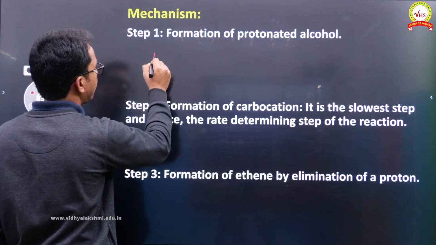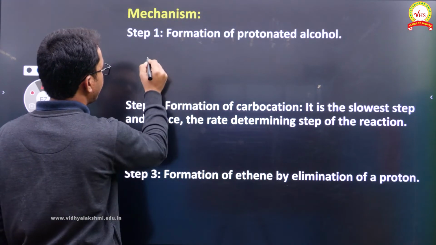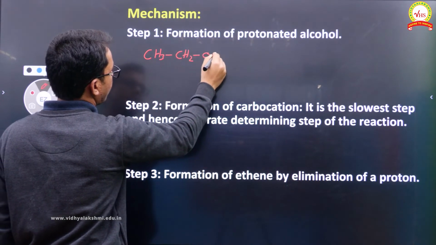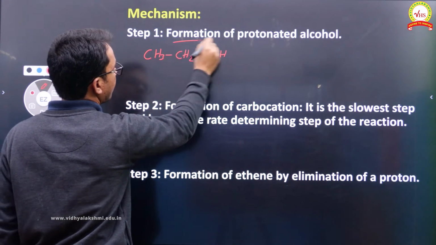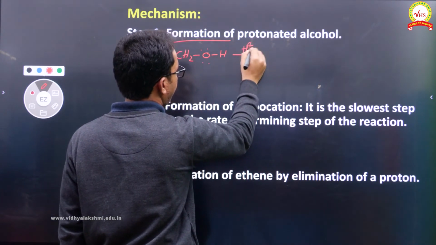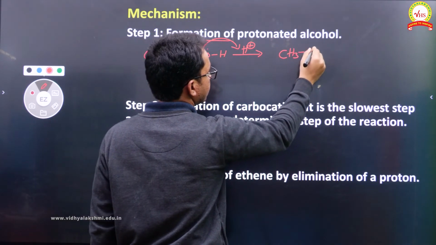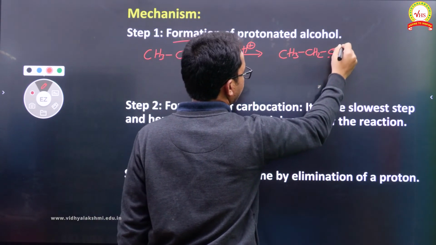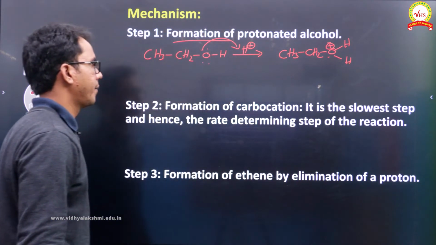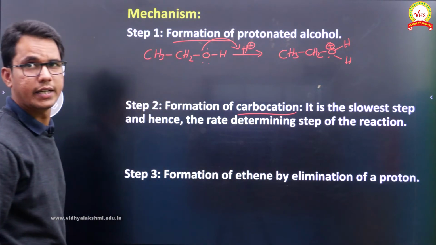For example, let me take an alcohol, that is CH3CH2OH. In the first step, what is happening? Formation of protonated alcohol, means protonation is taking place in the first step. Protonation of alcohol gives CH3CH2OH2 plus. And in the second step, formation of carbocation takes place. It is the RDS, the rate determining step.